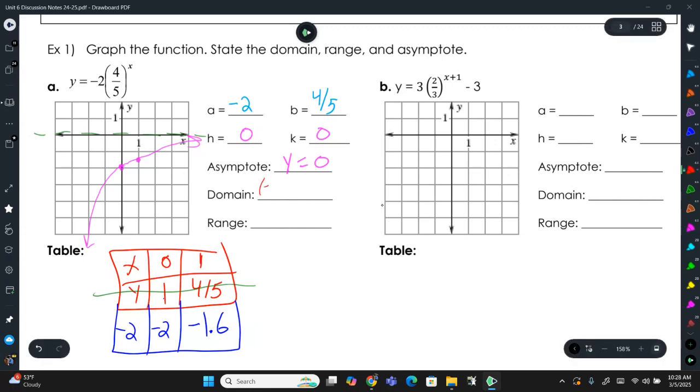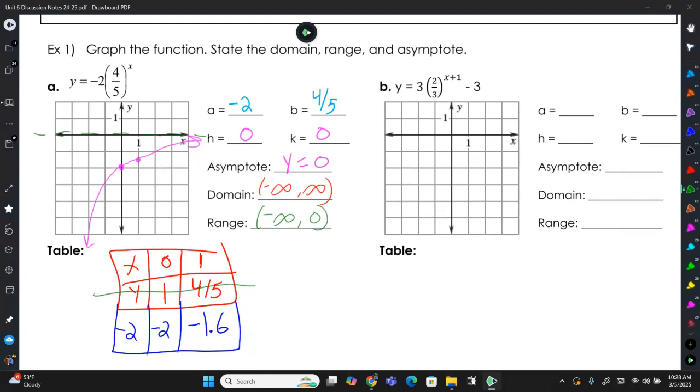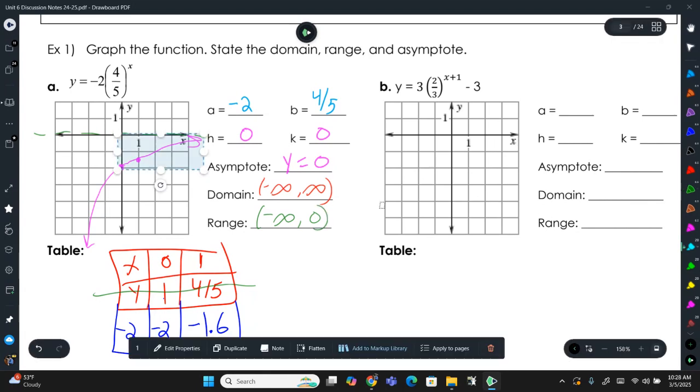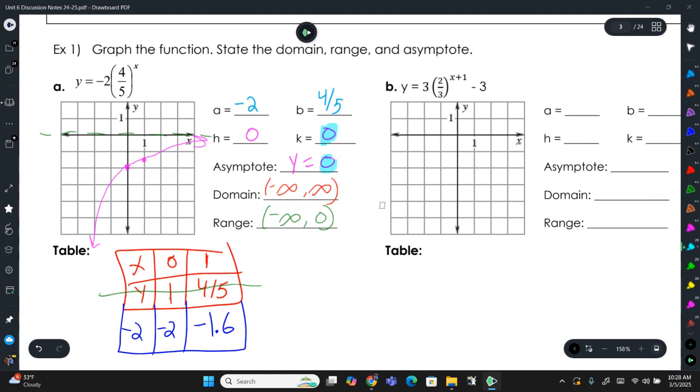Our domain is still negative infinity, comma, infinity. Our range, though, because we had a reflection, is going to be negative infinity, comma, 0, because we always put the smaller one first. Now again, look at your k value, our asymptote, and one of the coordinates of the range. They're all the same. They all are 0. And if we have a negative a value, our range has negative infinity in it. So those are some things you should watch out for.